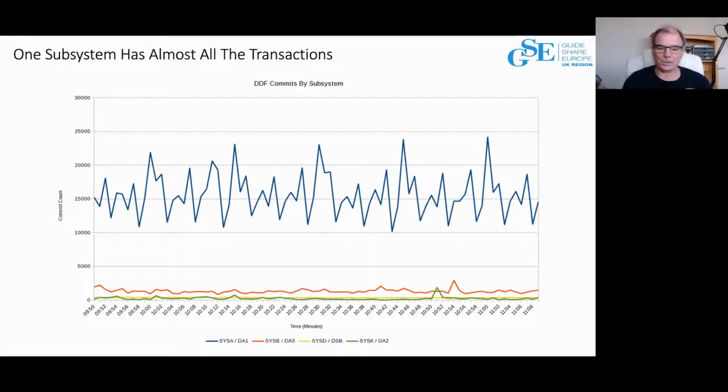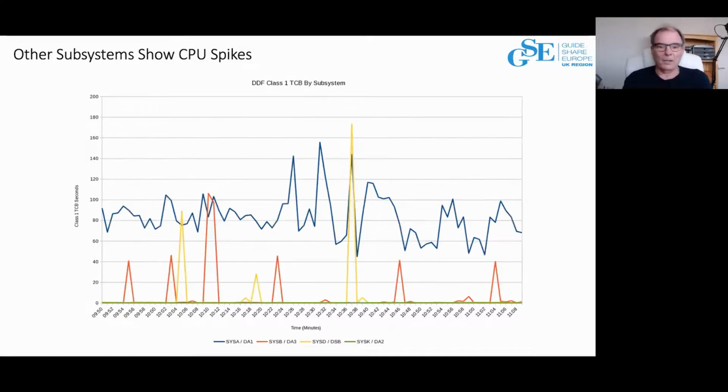Well, the first thing you can see is that the DA1 subsystem on SysA does most of the DDF work. It's also perhaps the most variable. And I think if you look at it, you can see a very nice pattern. And this pattern is repeated over a 15-minute interval. I very often see this. You would not see this from RMF. You would not see this from type 30.